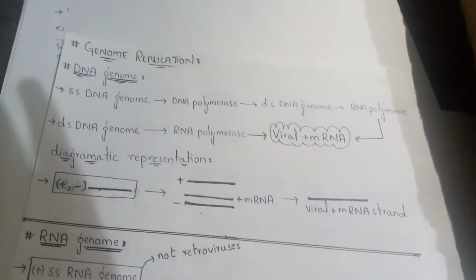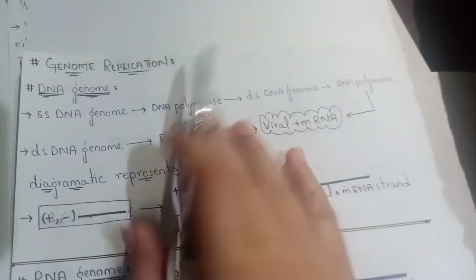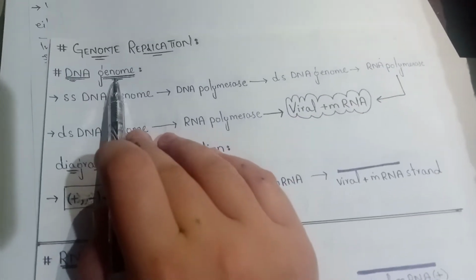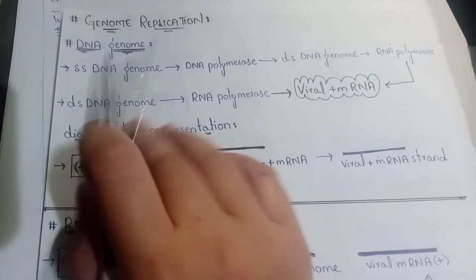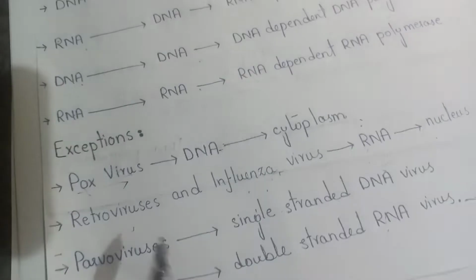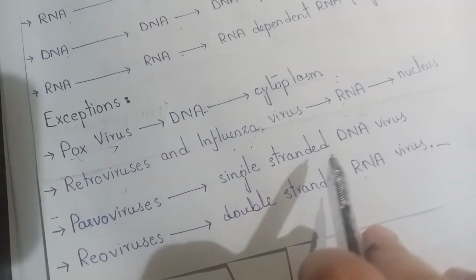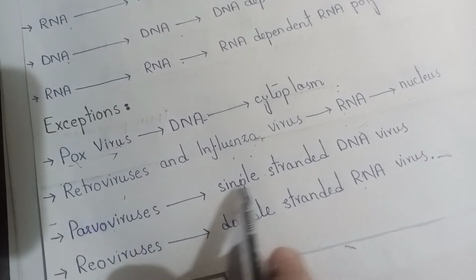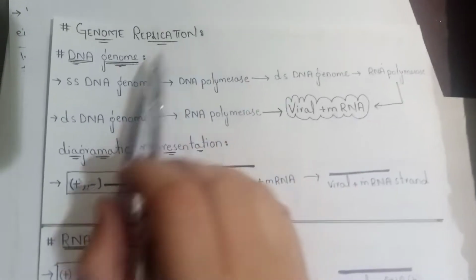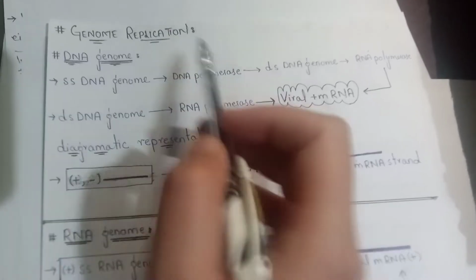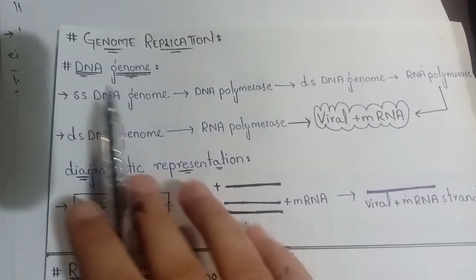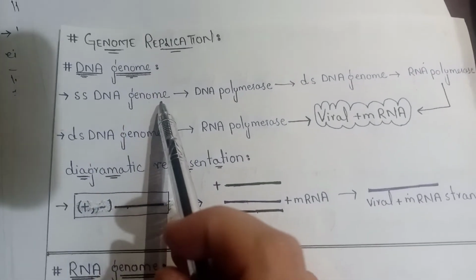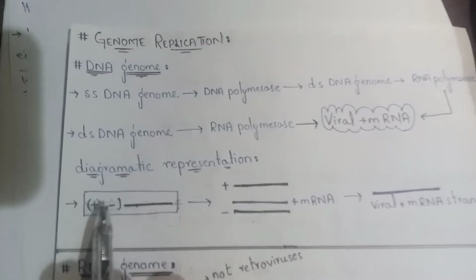Okay, now this is our main topic of discussion. We have a DNA genome. It may be a single stranded DNA genome, as we studied in the case of single stranded DNA viruses. Parvovirus is the example. It's a single stranded DNA virus, right? So if we have parvovirus with a single stranded DNA genome, we will require, okay, this single stranded DNA genome may be positive or it may be negative.